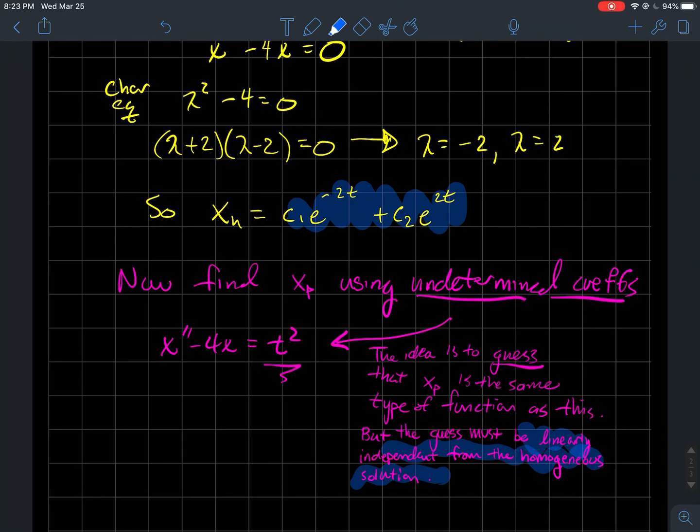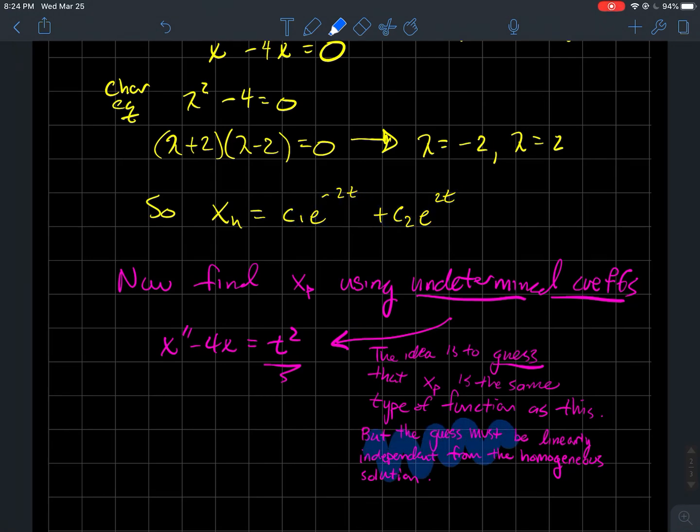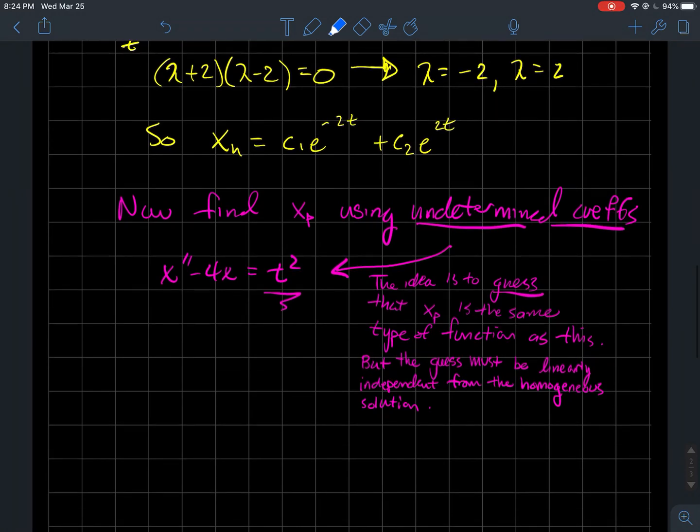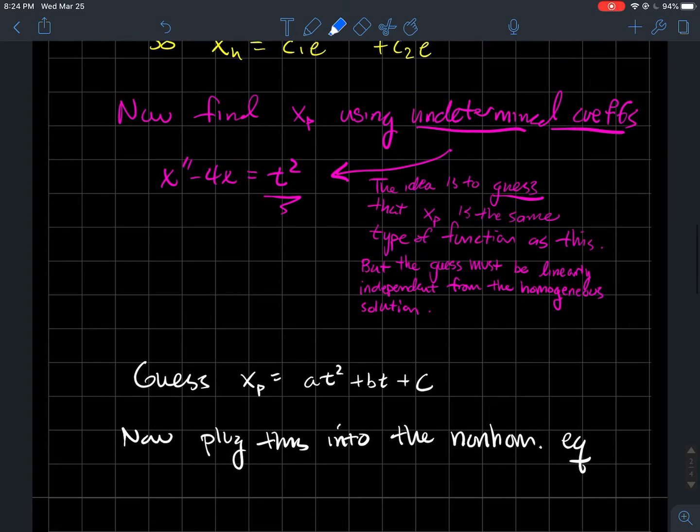I'll do another video with an example where choosing my function correctly and being careful about linear independence will be a little bit more important. If I guess a quadratic though, a quadratic like at squared plus bt plus c is going to be independent from this exponential. So we don't have to worry about that when we make our guess for this example. So what we'll do, we're going to guess xp is just in general what a quadratic looks like. And what we're about to do as well is figure out whether this will work; I should be able to find coefficients a, b, and c.